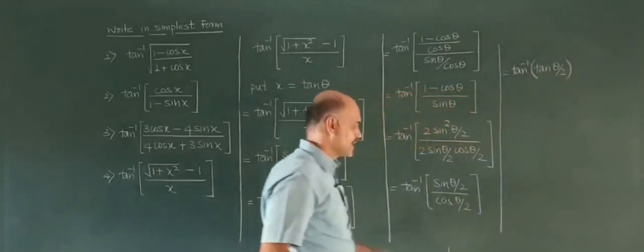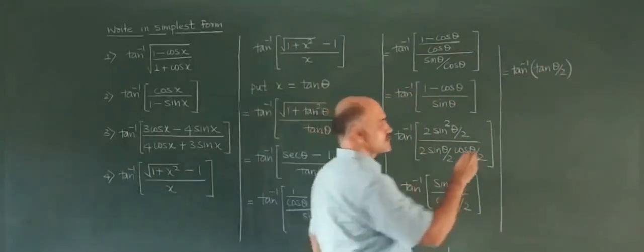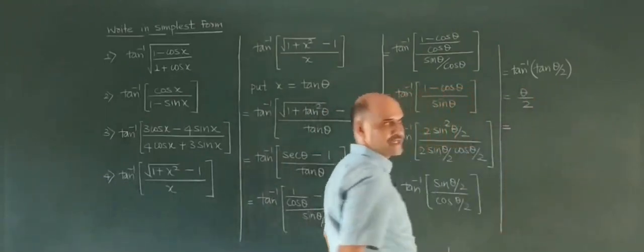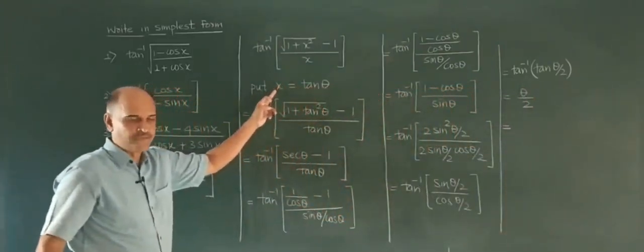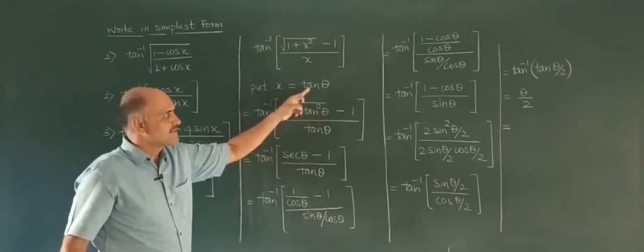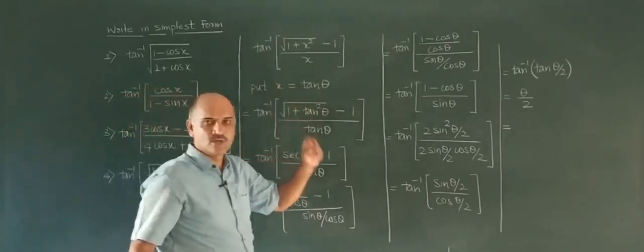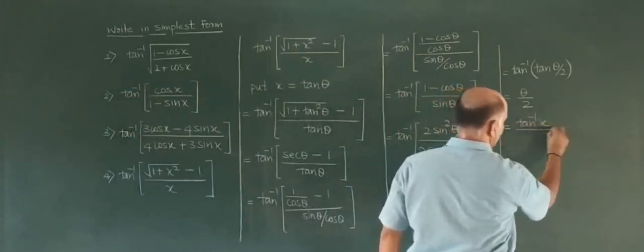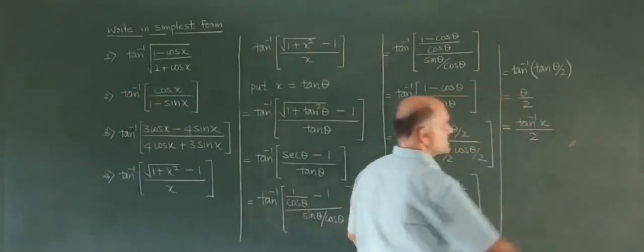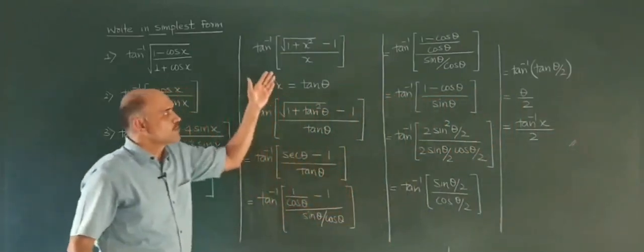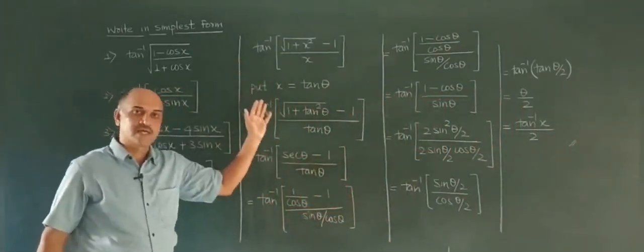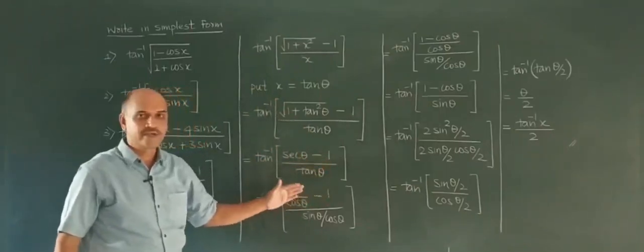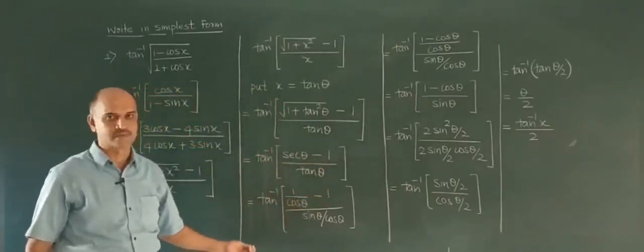So the last step is tan inverse of tan theta by 2. Tan inverse and tan get cancelled, you will get theta by 2. So finally you substitute theta. We have taken x equal to tan theta, so theta will be equal to tan inverse x. So this is equal to tan inverse x whole divided by 2. This is the last one. This problem is very important because this same problem repeats in differentiation. So pause the video and note down the problems.